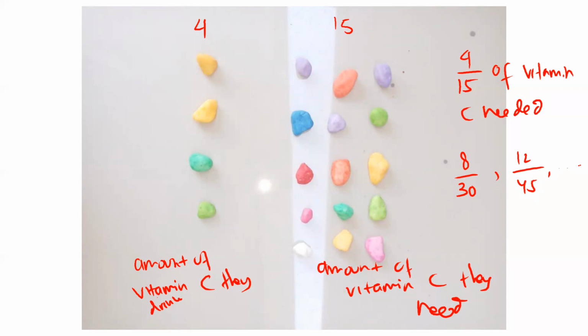We can say that 4 over 15 is equivalent to 8 over 30, which is also equivalent to 12 over 45. So it is interesting to have different numbers of pebbles for the same problem, because we can also introduce the equivalent fractions after this experiment. So I think this is the solution for problem number 3. Thank you.